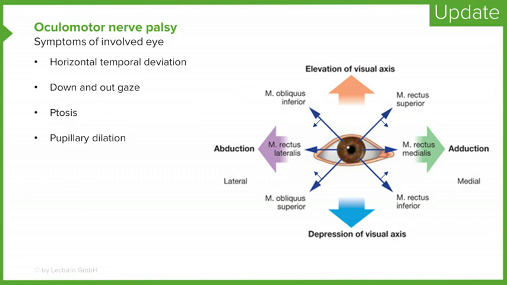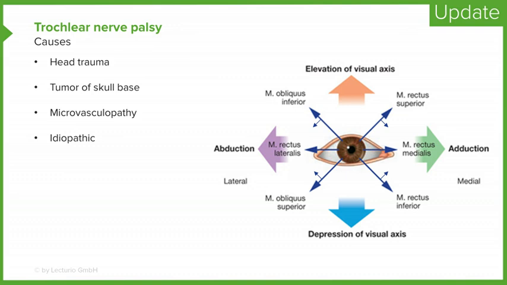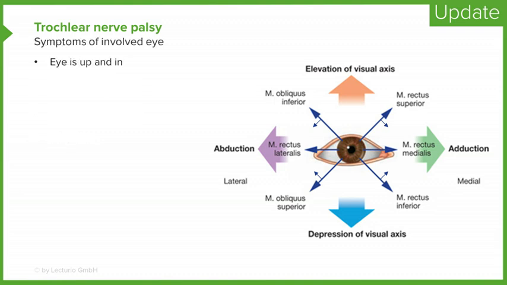Eye-involving symptoms of this palsy are a horizontal temporal deviation, a down and out gaze, a ptosis, or a pupillary dilation. Causes of a trochlear nerve palsy can be a head trauma, a tumor of the skull base, a microvasculopathy, or this palsy can be idiopathic. An eye that is up and in is a classic symptom.